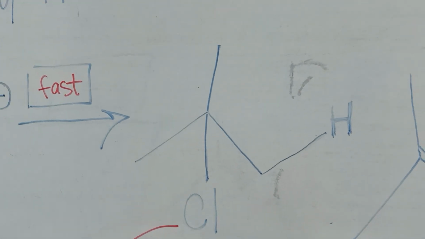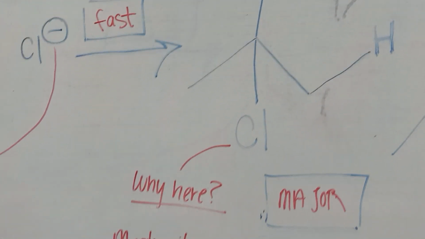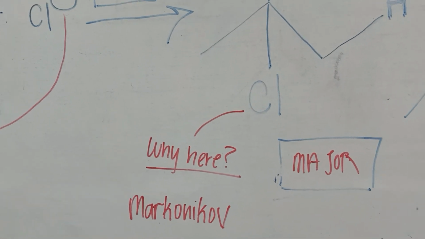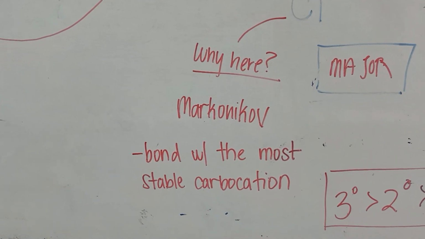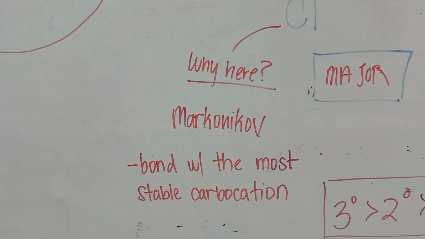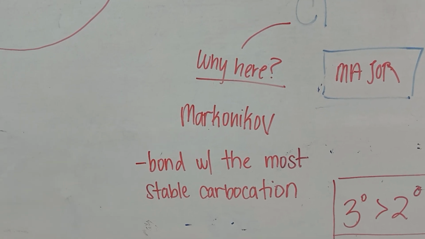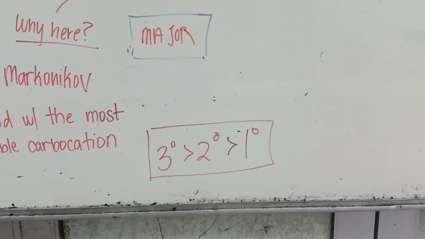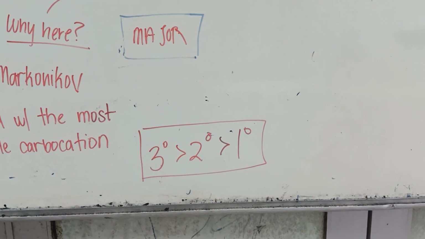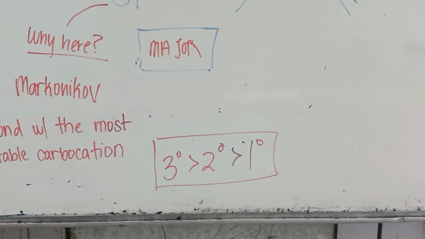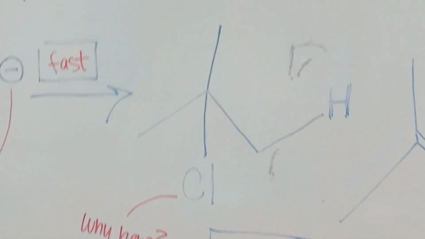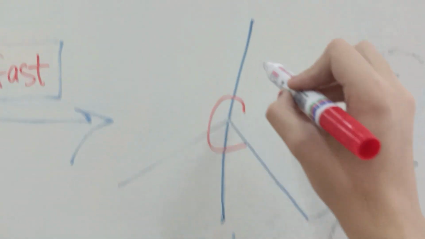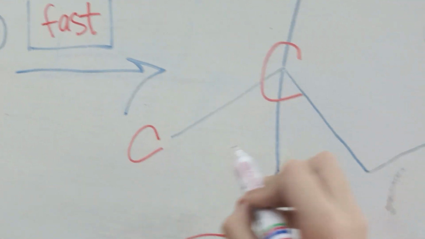To determine the major product, we use the Markovnikov's rule. The definition is long and winded, but technically it will bond with the most stable carbocation. Now, we already know that the most stable carbocation out of all is the tertiary carbocation. To make it clearer over here, there's a carbon over here, carbon over here, carbon over here, and carbon over here.